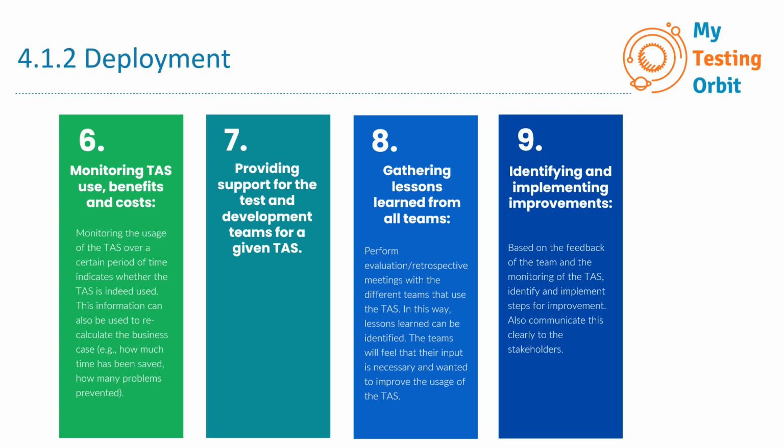And the last one, number nine, identifying and implementing improvements. So when your team gives feedback and you keep an eye on how the TAS is doing, it's time to take action. You identify what can be done better, like fixing glitches or making things better. Then you actually make those improvements happen. And do not forget to tell your stakeholders what you are doing to make things even better. It's all about making things smoother and smarter with the TAS.